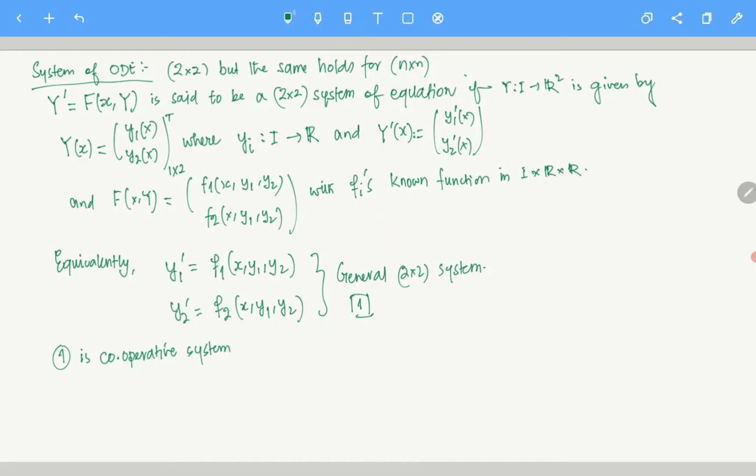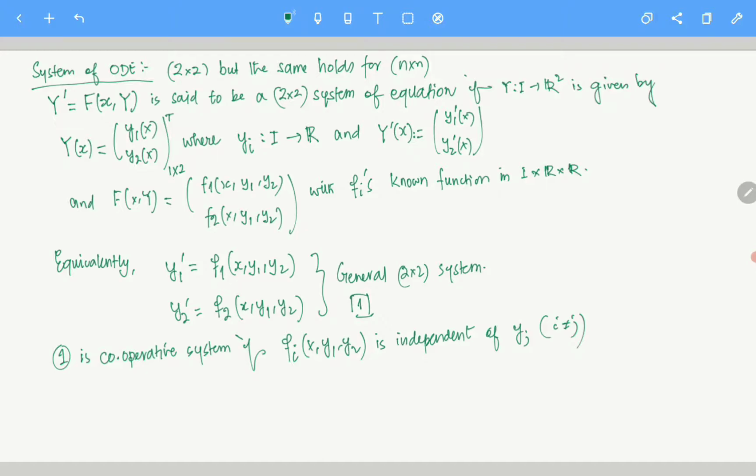So you understand, cooperative means it cooperates with us humans better. A system is cooperative if fi of x, y1, y2 is independent of yj, where i is not equal to j. Essentially, f1 of x, y1, y2 is independent of y2, and f2 of x, y1, y2 is independent of y1. You understand?